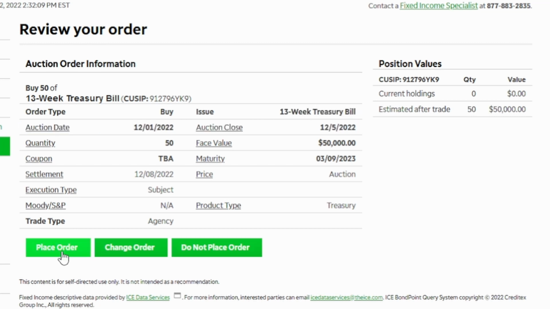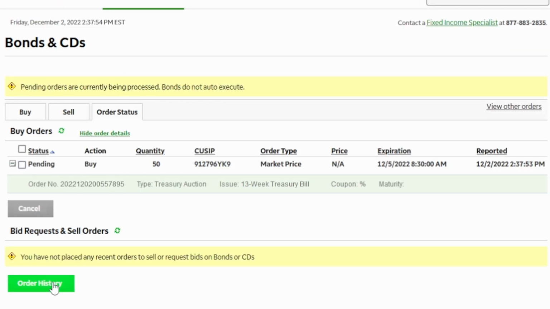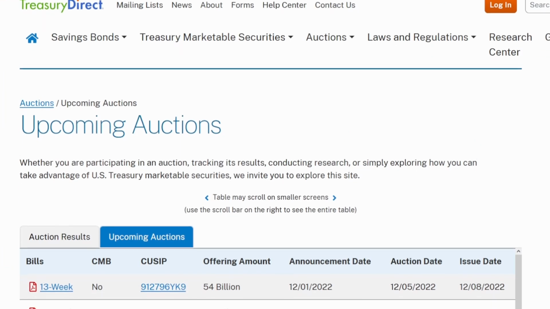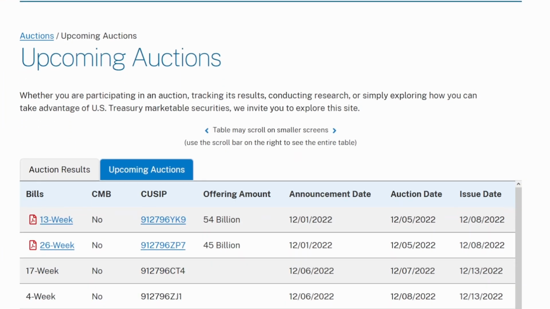So let's place that order. Let's see, does it give me a status? So that is how you place your order for upcoming Treasury auctions.